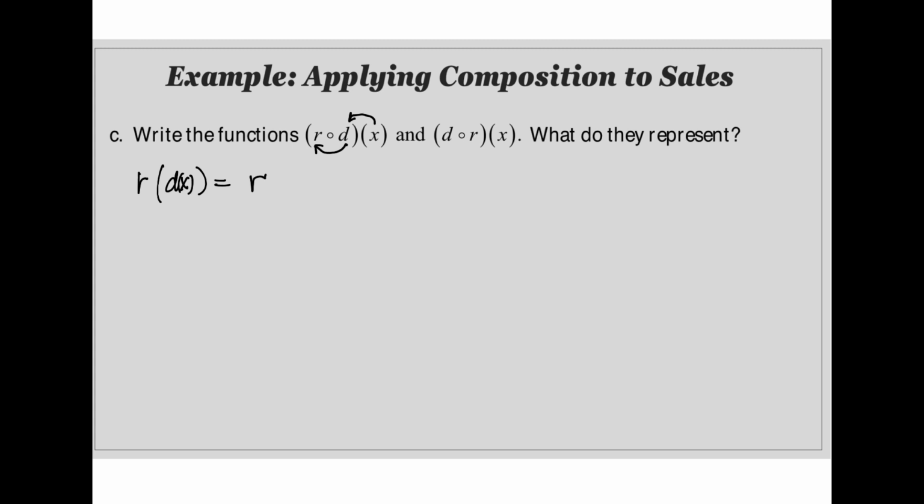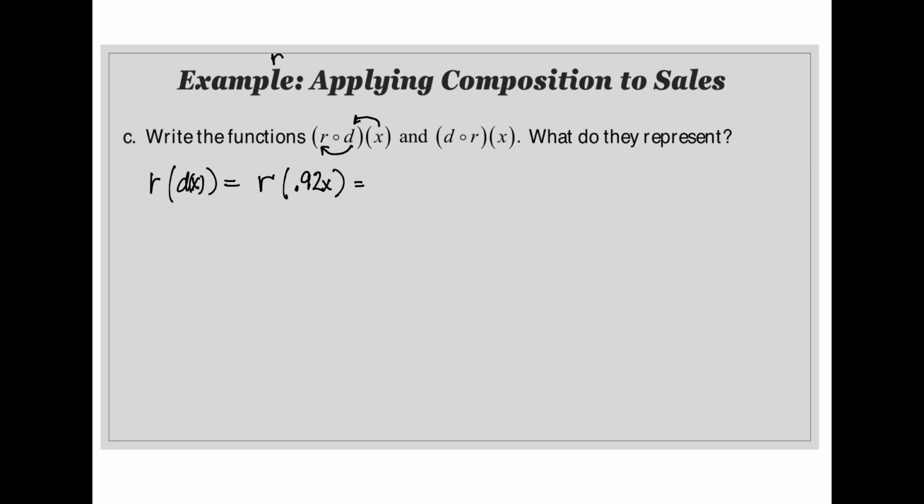So for R of D of X, if you remember, D of X was equal to 0.92X. And so plugging that into R, I'm going to go ahead and write these up here just so we have them. R of X was equal to X minus 4,000. And D of X we found was 0.92X. So this would be plugging that in for X, 0.92X minus 4,000. So that is my R of D of X. That's the first thing. Now we want to find the other one.